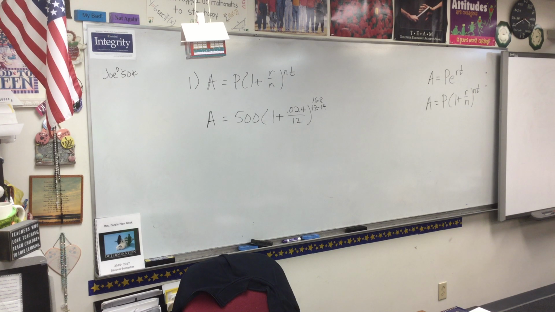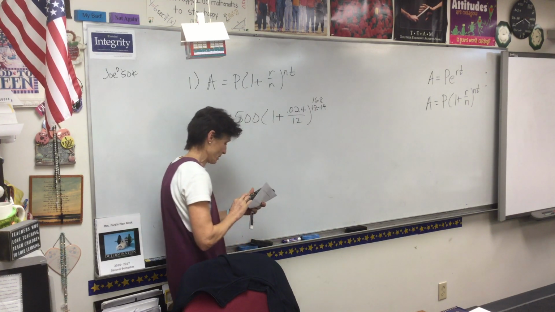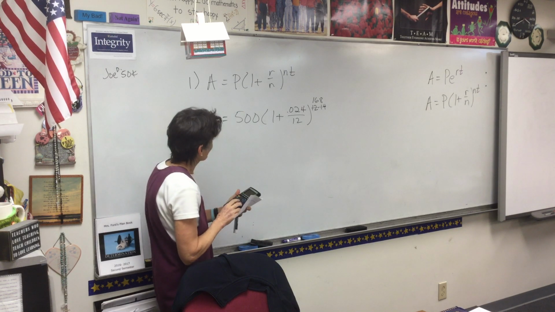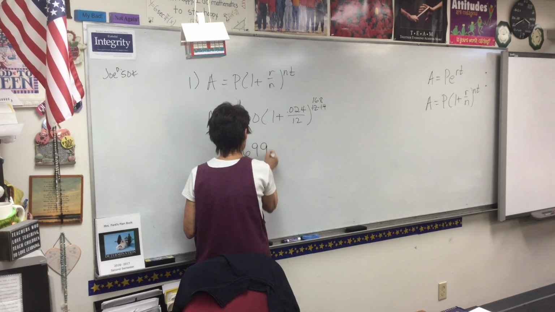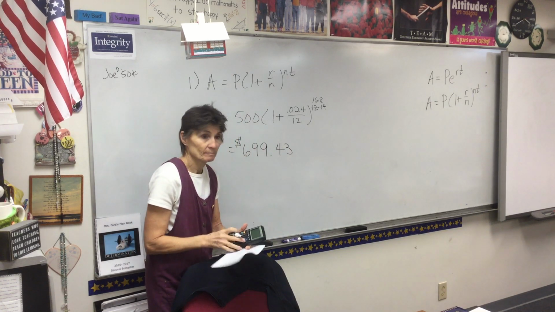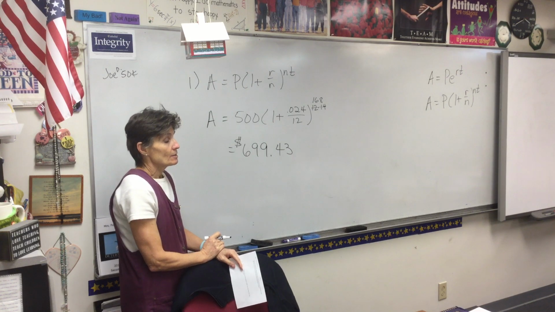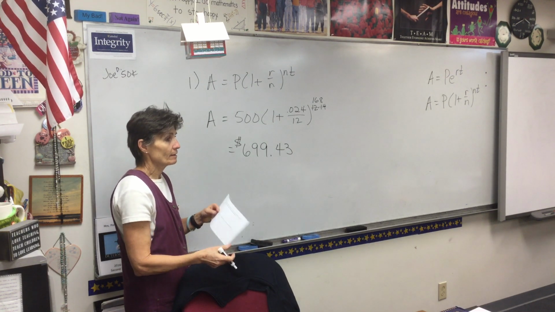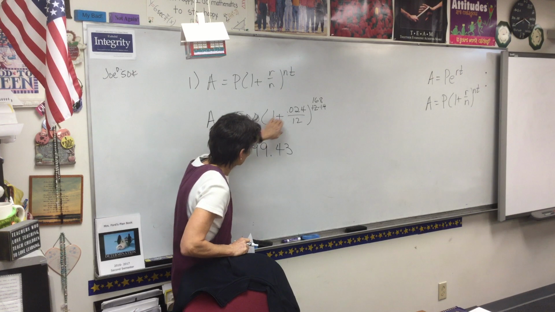Let's see. $500 parentheses 1 plus 0.024 divided by 12 raised to the 168th power. I got $699 and 43 cents. Is that what you got? Anybody have a question about that? You need to be able to do this tomorrow or whenever I see you again on your own. Okay? So everybody understands why all the numbers are where they are.